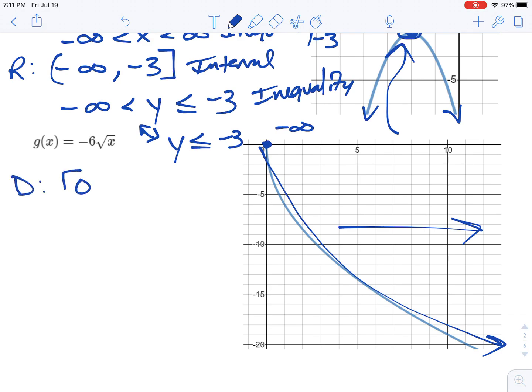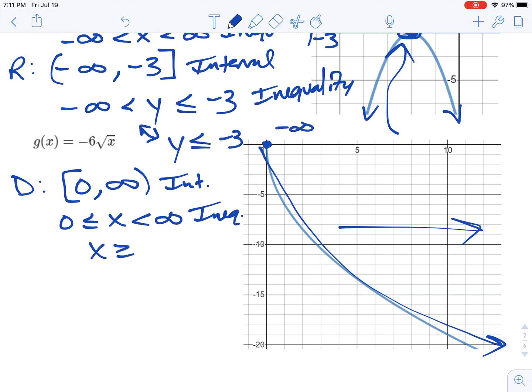So you write it like this, including 0 to infinity. That would be interval notation. Or we could say 0 is less than or equal to x, which is less than infinity. Inequality notation. Or again, we could simplify that a little bit and just say x is bigger than or equal to 0. That's the same thing. Or 0 is less than or equal to x. These are all the same thing for inequality notation.